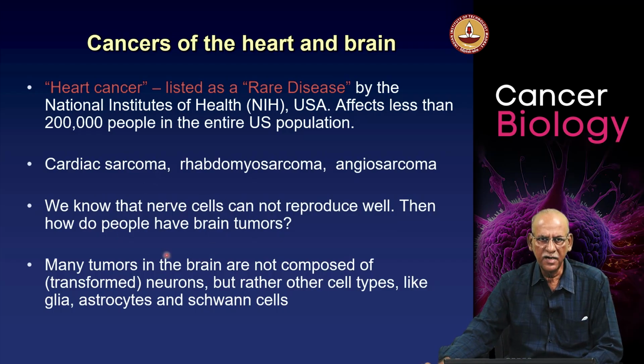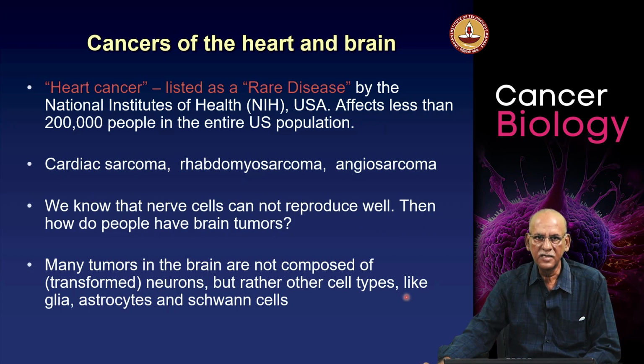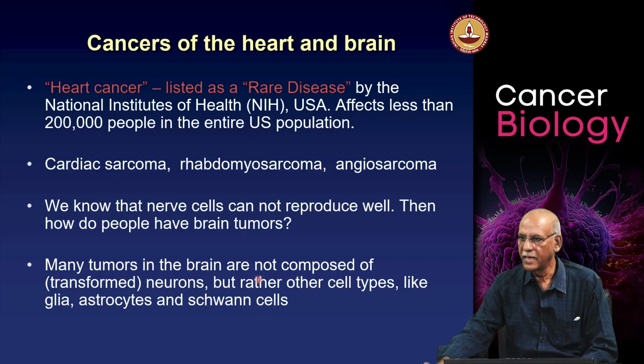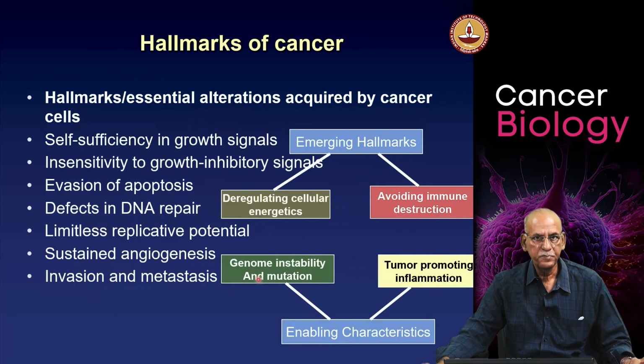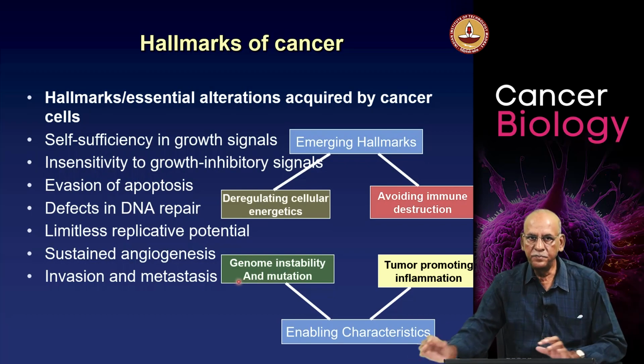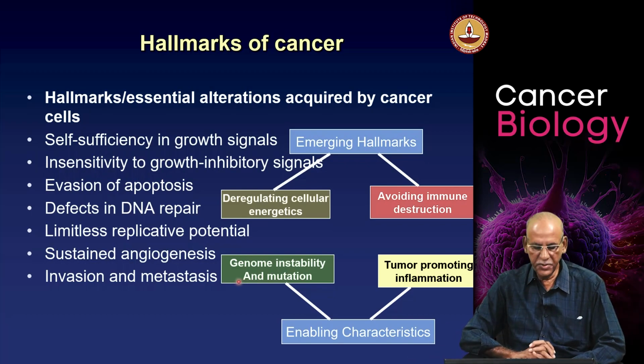I asked this question already. We know that nerve cells cannot reproduce, then how do people get brain tumors? The thing is, other cell types like glia, astrocytes and Schwann cells, they can get cancer. So, that is the idea. Now, cancer cells, I already told you some properties, like they have loss of contact inhibition, they have loss of anchorage dependence, they are anchorage independent and so on.